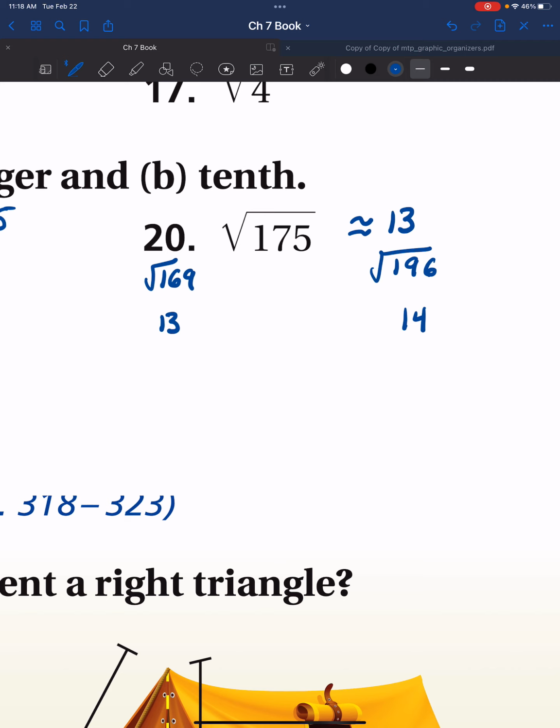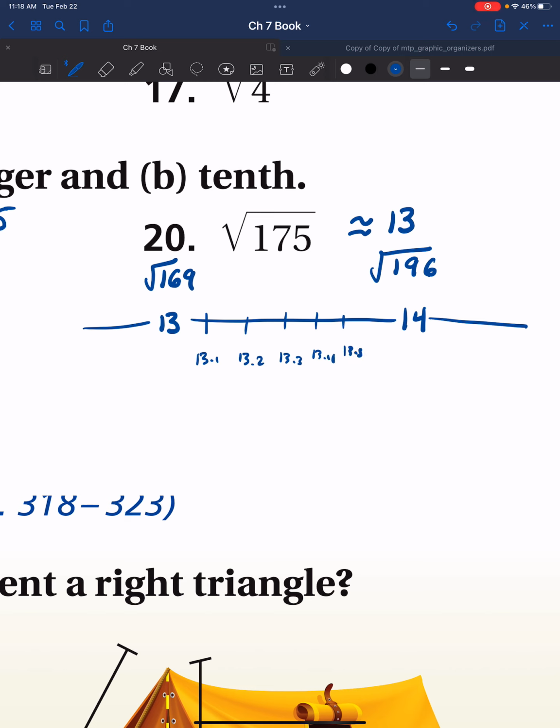Now, make your little number line. The square root of 175 has got to land between 13 and 14. And I did just say that it's going to round down to 13, right? So I know that it's going to be 13.1, 13.2, 13.3, 13.4. It's got to be something in there, right? It could be 13.5 as well.